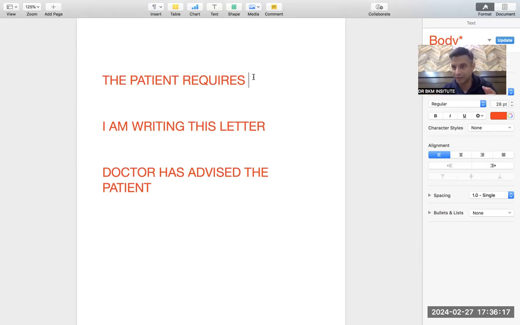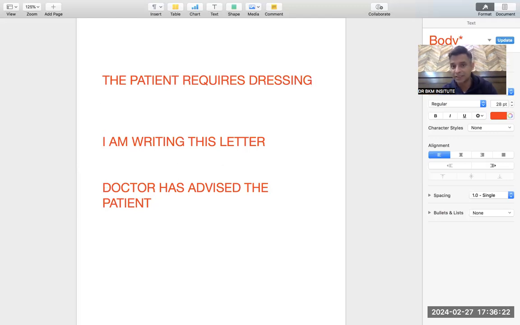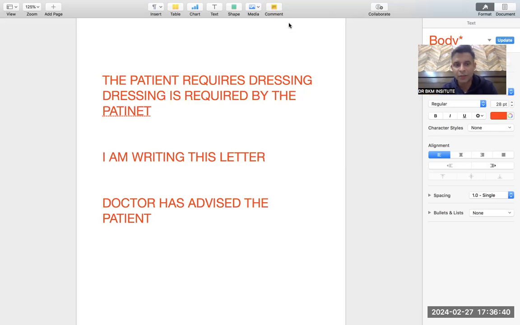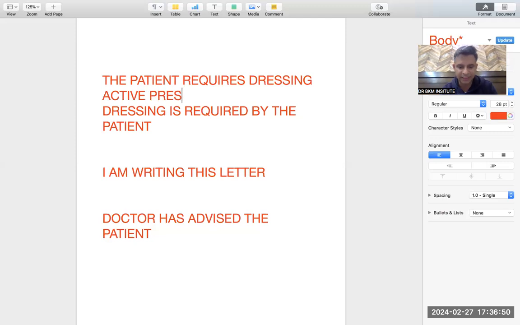Now, if I make a passive voice, suppose, patient requires dressing. Please understand, these are the tenses, and when tenses have passive voice, that means dressing is required by the patient. Please understand this thing. Then you will ask, which tense is this? This is also present indefinite. The first is an active voice, present indefinite.